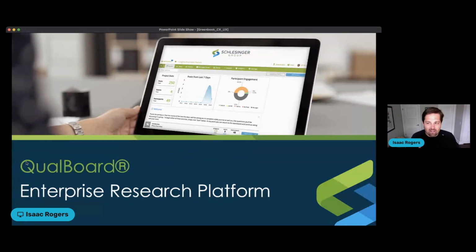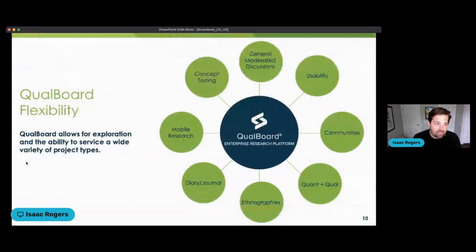People think of it like an online discussion board, a community. It's got a lot of capabilities. I'll show you some screenshots here in a little bit to show you how we put the research in the platform and how you can actually run the research yourself. And then I'll, of course, show you a little live demo at the end of today's session.